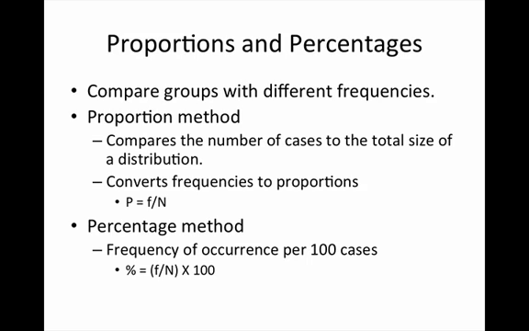Second, we have the percentage method, which deals with the frequency of occurrence per 100 cases. All I have to do here is multiply my proportion by 100. So if I want to solve for the percentage, I take the frequency of a category response divided by the total number of observations in the sample, and then I multiply by 100, and that'll express my percentage.